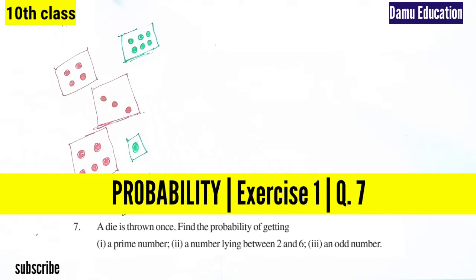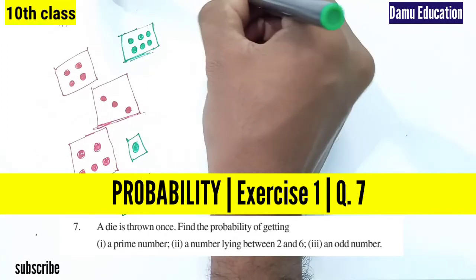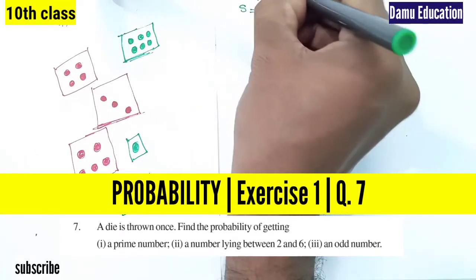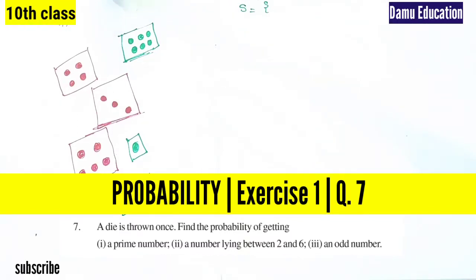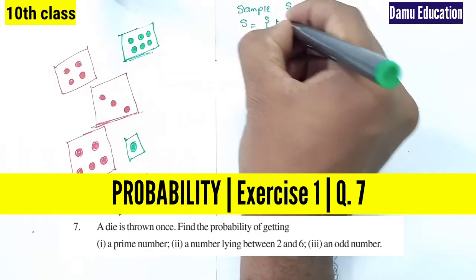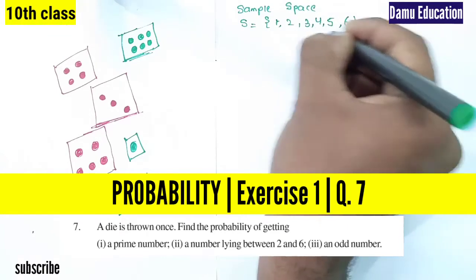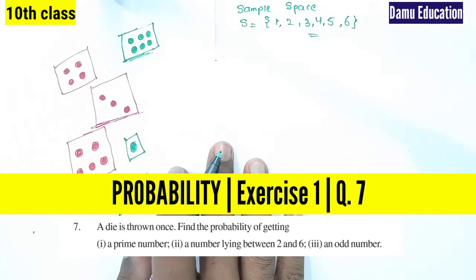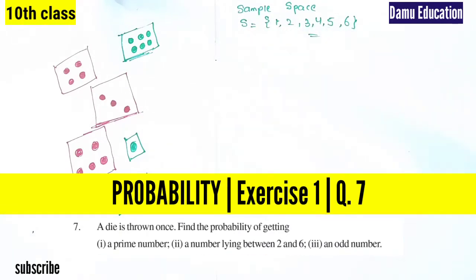When a die is thrown, what is the sample space? How many possibilities will we get? The sample space is 1, 2, 3, 4, 5 and 6. These are the possible outcomes. If the die is thrown, the possible outcomes will be 1, 2, 3, 4, 5, 6.